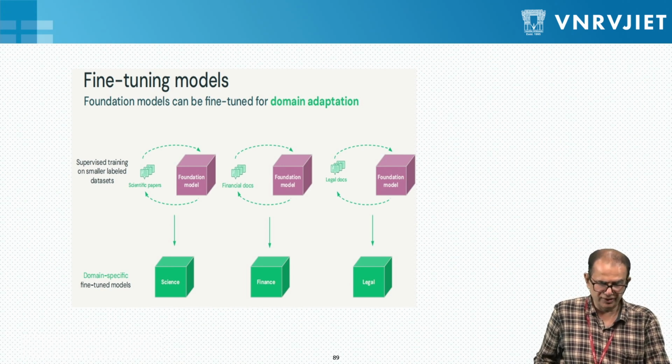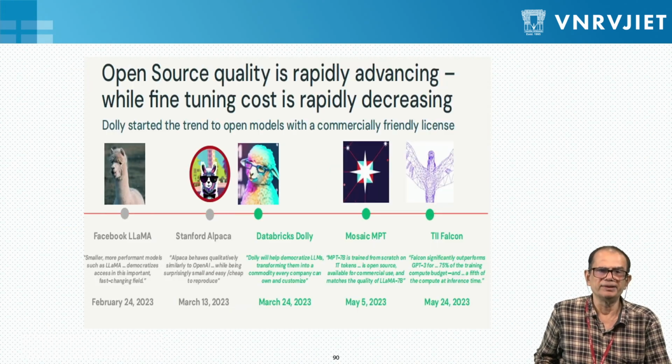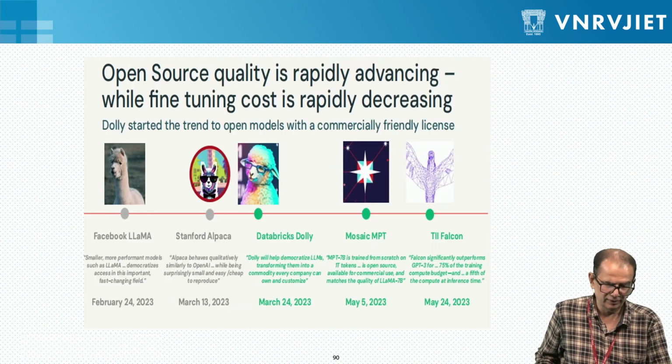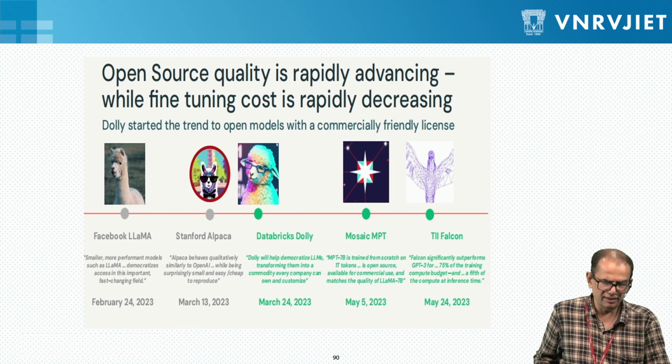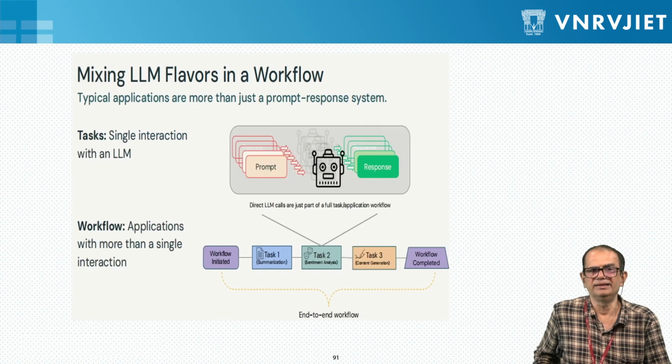So once I fine tune it, then basically I can use it specifically for that purpose. These are some of the open source quality which is rapidly advancing, and the fine tuning cost is rapidly decreasing.